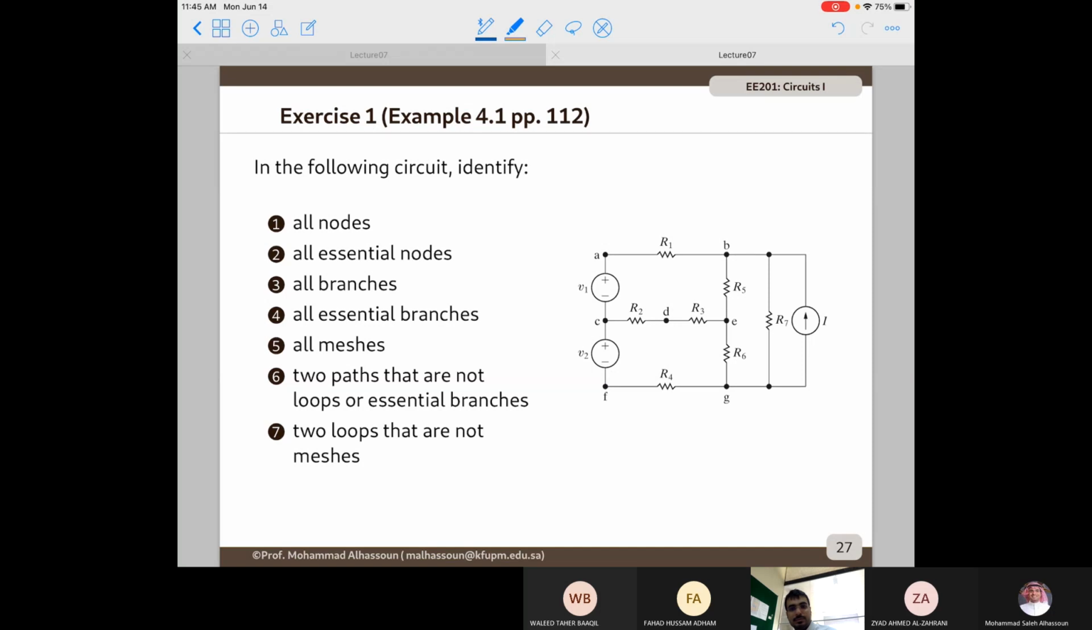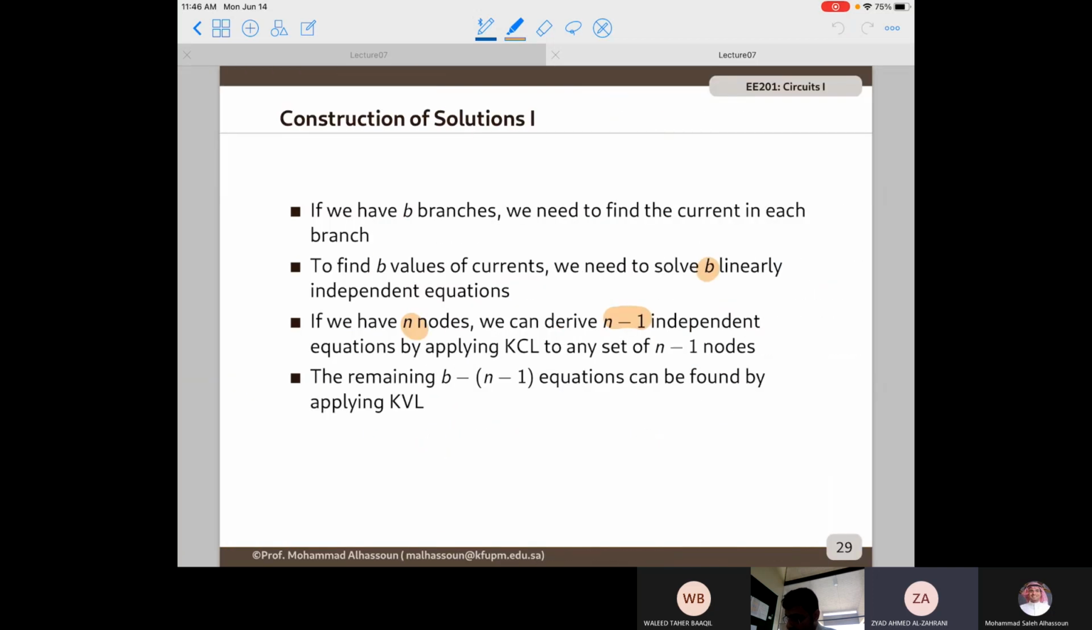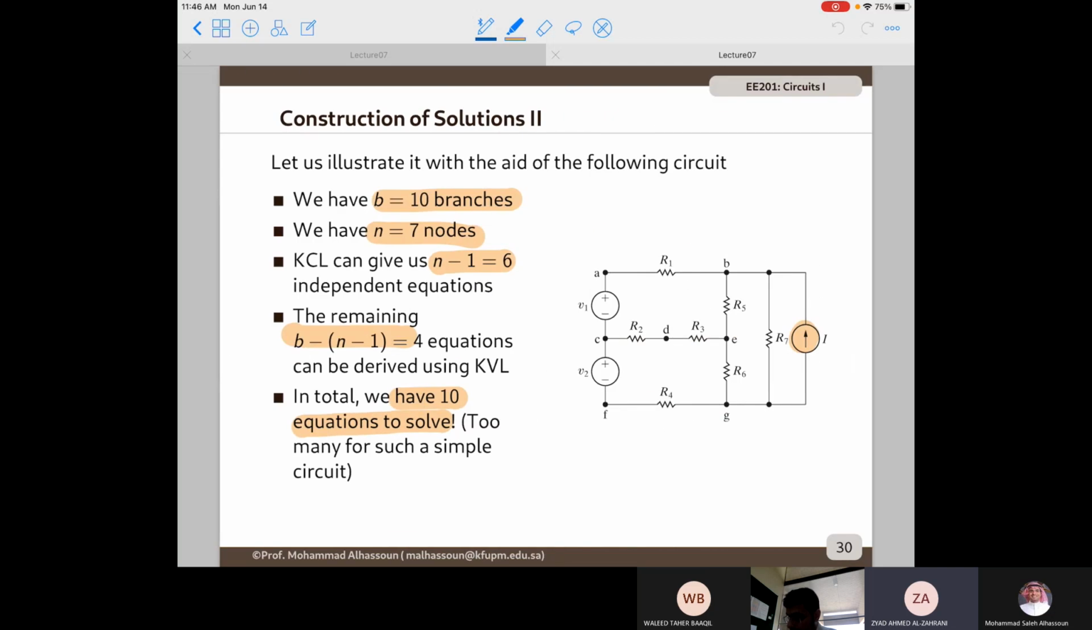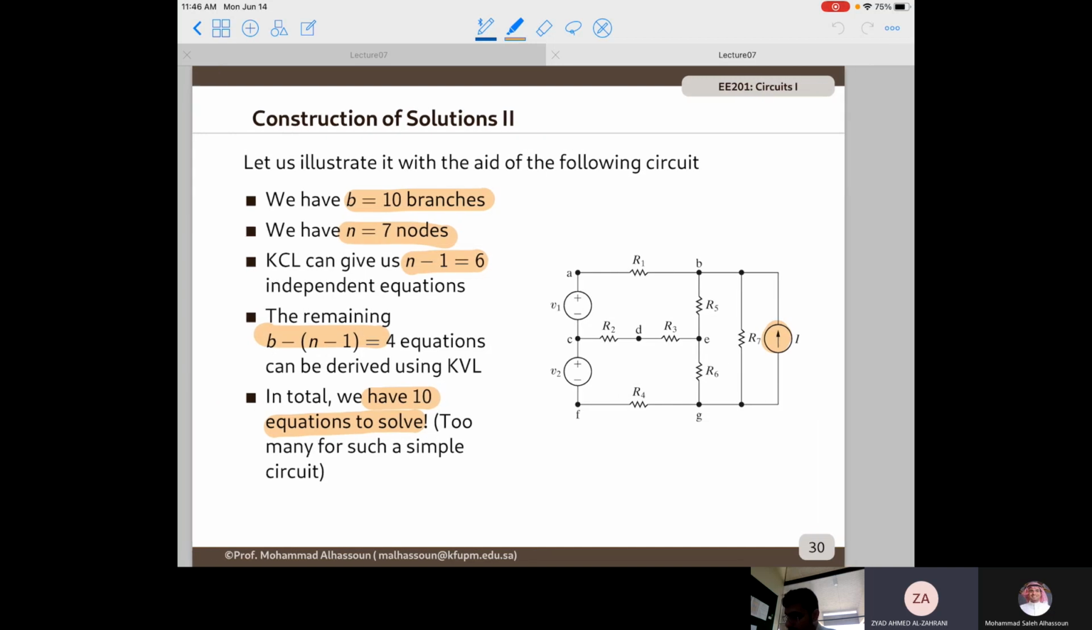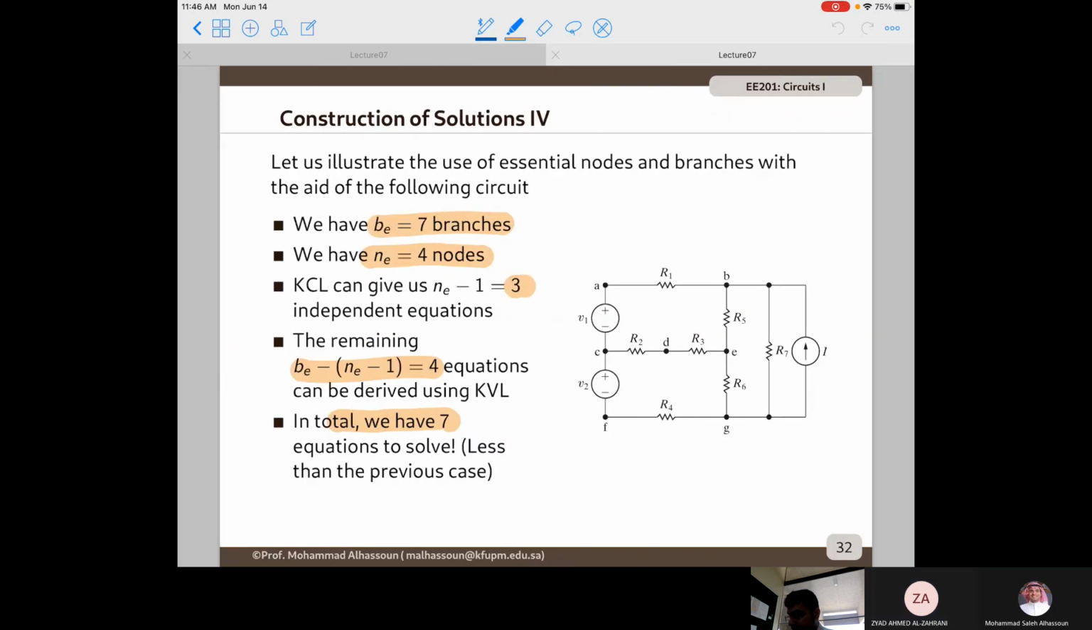Riyad? The last part in the session about the number of equations. There were two ways to get the same number, but what is the difference when we get 7 using KCL and KVL and essential nodes and mesh? What's the difference if they're both 7? No, the first one is if we use nodes and branches, we can get 10 equations. And if we use essential nodes and essential branches, we'll get 7 equations.